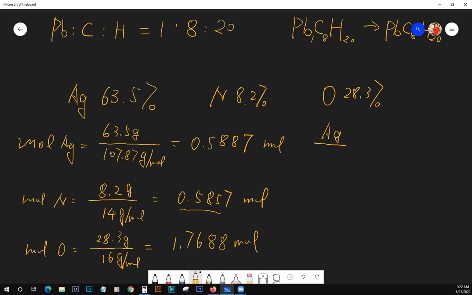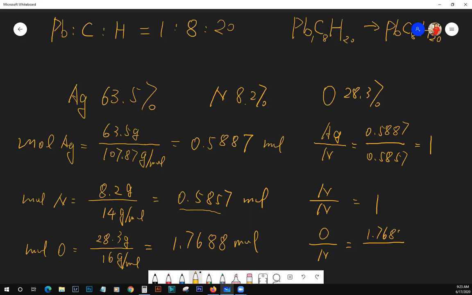So Ag divided by nitrogen is almost equal to 1, right? 0.5887 divided by 0.5857, so we can just assume this is close to 1. And nitrogen divided by nitrogen is definitely equal to 1. And oxygen divided by nitrogen, you have 1.7688 divided by 0.5857. What I got is 3.